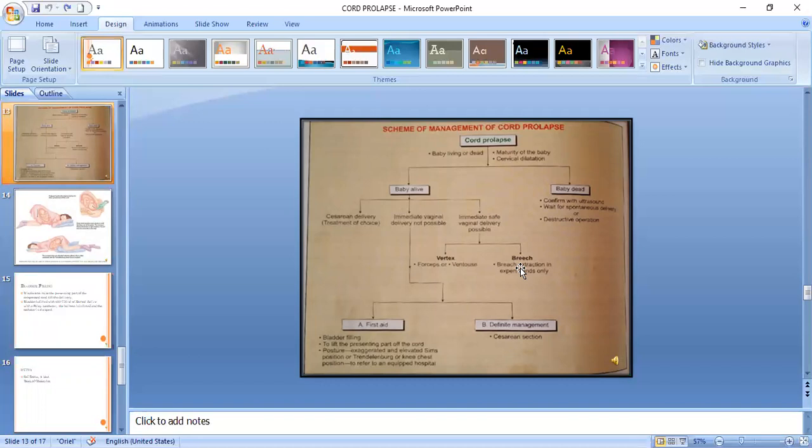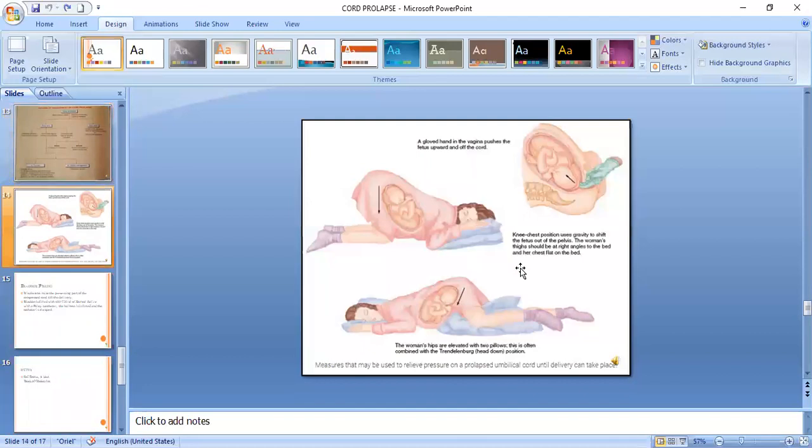So we will go into detail about the first aid measures. The first one, as we said, is that we can lift the presenting part. In this picture, it is a cephalic presentation, so we are lifting the head above so that the compression over the umbilical cord can be reduced. Next, the knee chest position can be given, where the woman's thighs should be at right angles to the bed and her chest flat on the bed.